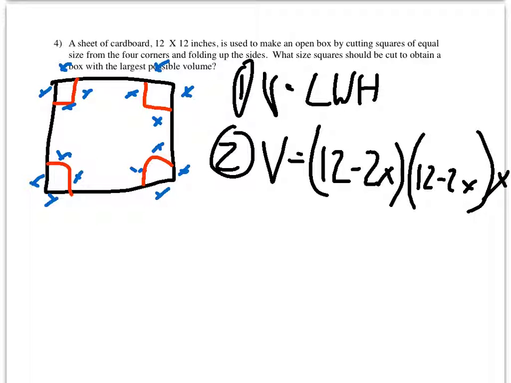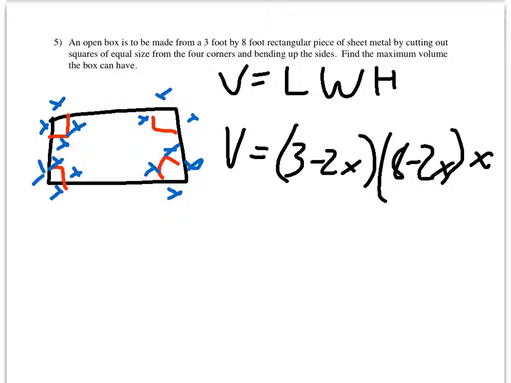So the revised equation is 12 minus 2x, two of them, times x, and that would be the equation you would use. Everyone's drawing on my stuff now. Stop your screen.